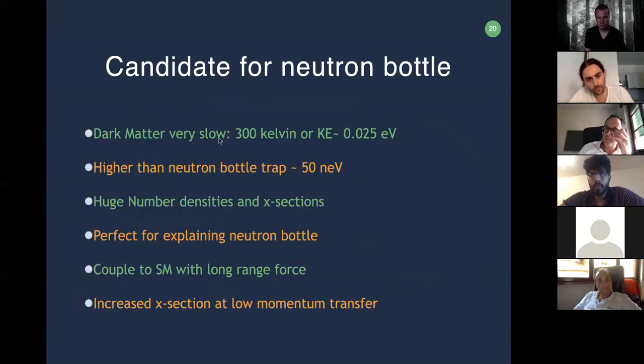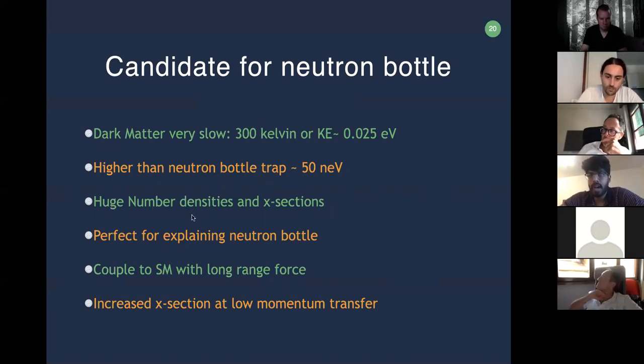So why is this a good candidate for the neutron bottle? What would be the salient features? Dark matter at 300 Kelvin is very slow. It has a kinetic energy of 25 milli eV, which is very small. But the neutron bottle trap is only 50 nano eV, so this is good enough for those purposes. It's orders of magnitude larger than the energy needed.